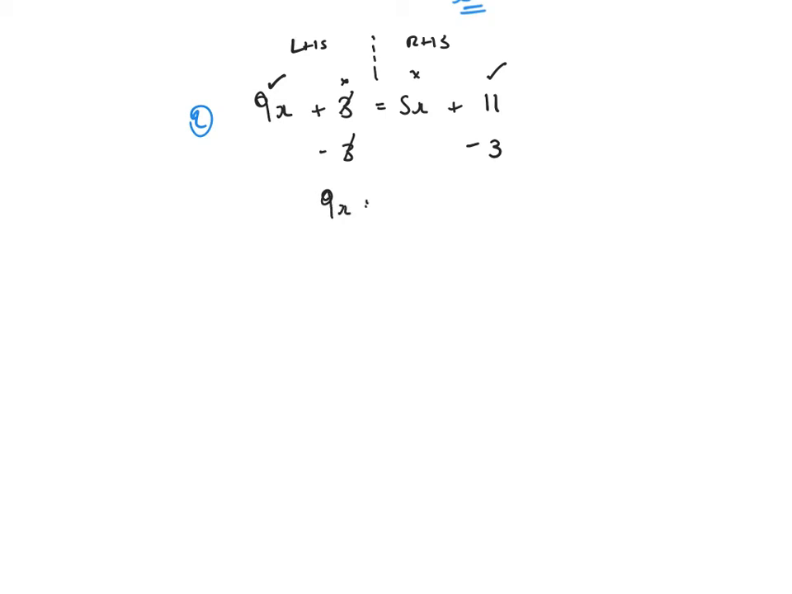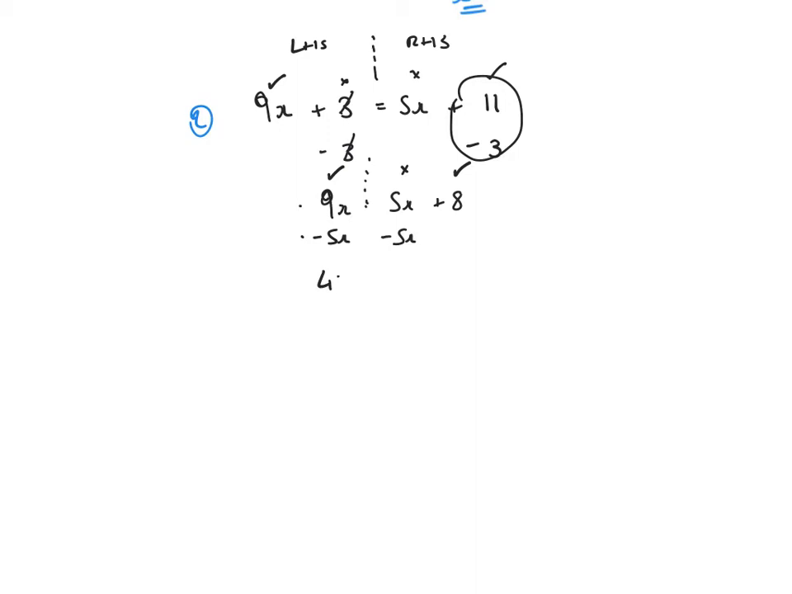What's left on this side? 5x. And 11 take away 3 is 8. Let's go through it again. Letters on the left, numbers on the right. That's okay. Numbers should be on the right, that's okay. 5x shouldn't be there. So I need to get rid of 5x on both sides.